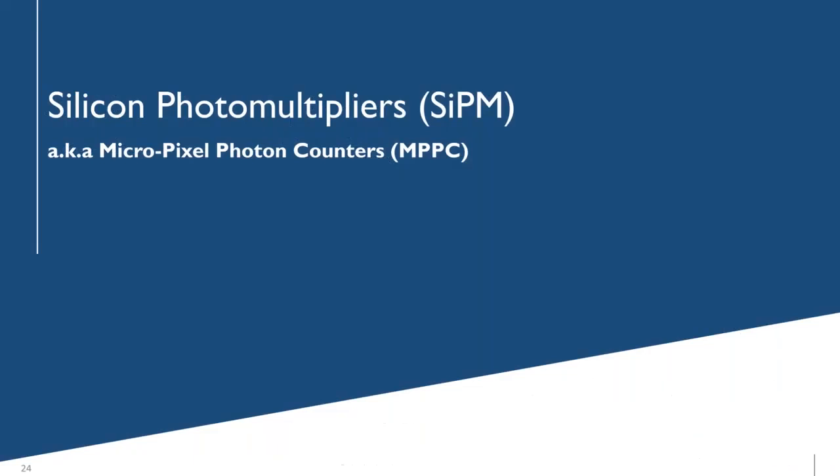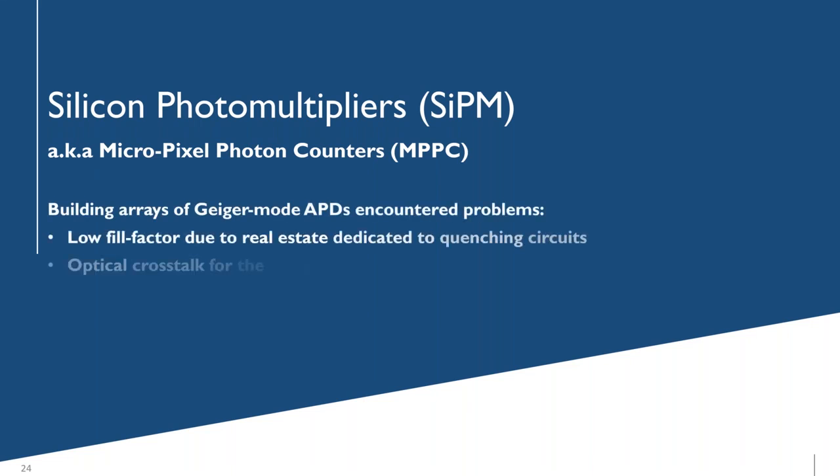It always looked very attractive to build an array of Geiger mode APDs. While designing arrays using separate APD chips was successful, such arrays had at least one serious drawback related to rather large real estate consumed by the quenching control circuits. Placing an array of Geiger mode APDs on a single chip had immediately revealed the other problem: optical crosstalk between the elements of the array that made such arrays useless.